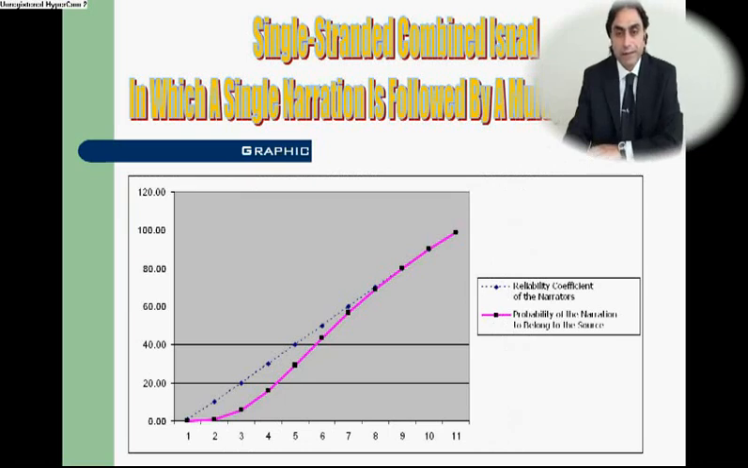In the graphic, it is seen that the curve indicating the probability that the narration belongs to the source to which it is attributed follows an almost linear path for values above 50%.